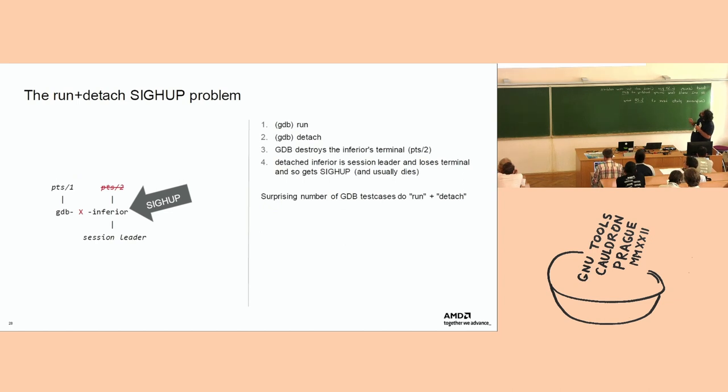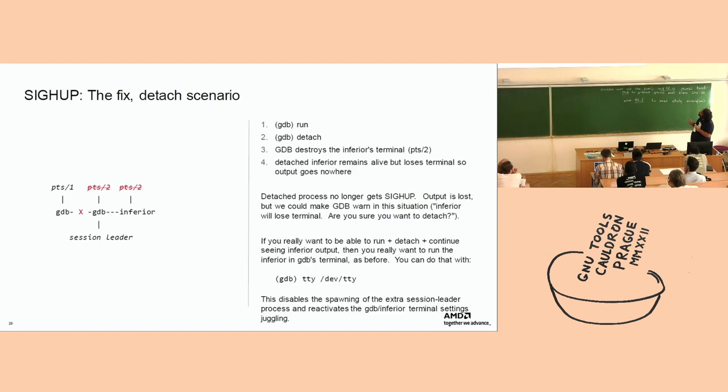Right. So I mentioned the run plus detach problem before, and if we didn't have this double fork thing, what would happen is, you detach, and you're basically telling GDB, I don't care about the inferior anymore, so I'm going to destroy the shell that I created, you know, the pseudo terminal. You've told me that you don't care about debugging this process anymore, so I'm going to destroy the terminal. And this guy is a session leader, it loses the terminal and gets a SIGHUP and dies after you've detached it. Not good. So with the session leader in place, GDB still destroys the terminal, but the session leader is a different guy, so there's no SIGHUP here.